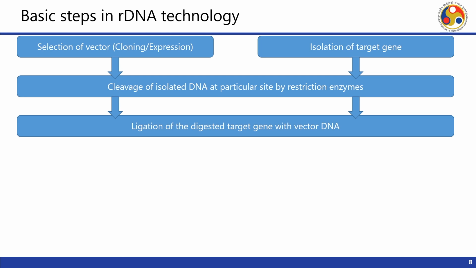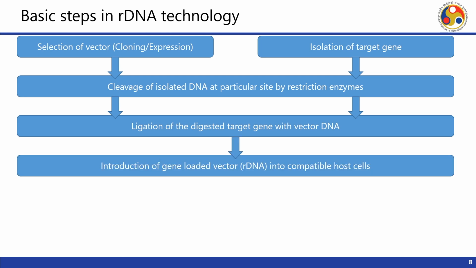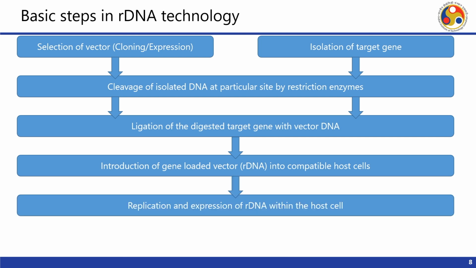Then we go for the ligation of the digested target gene with the vector DNA, then introduction of the gene loaded vector into a compatible host cell. This is something very important. The host cell must be compatible to receive the gene loaded vector, and we have certain treatments by which we can make the host cells compatible or competent. So, that step is also known as the competent cell preparation step.